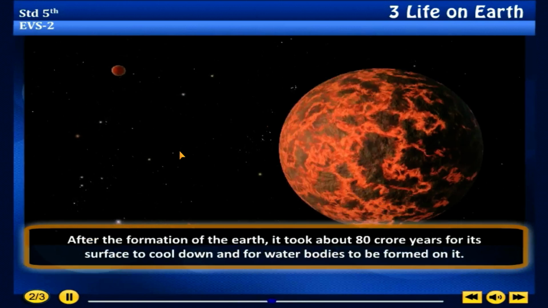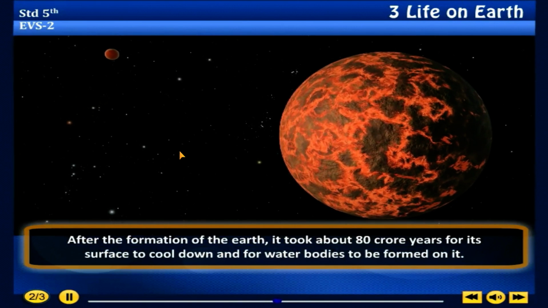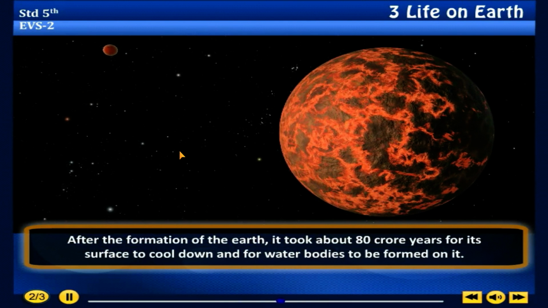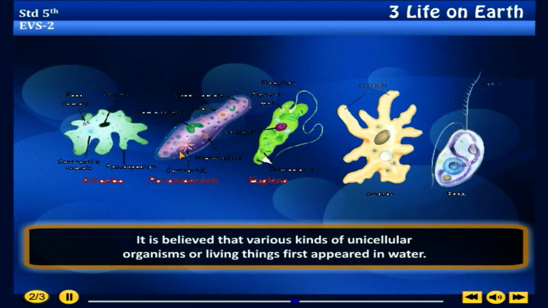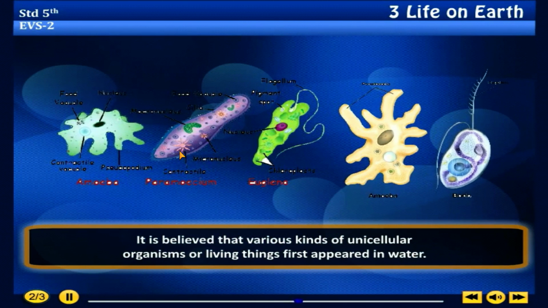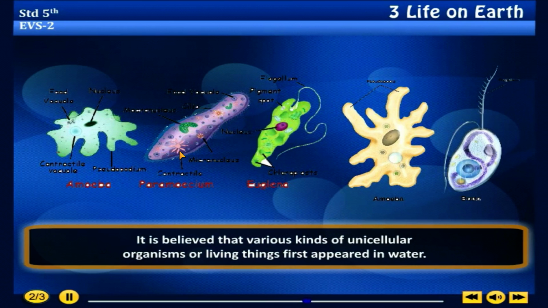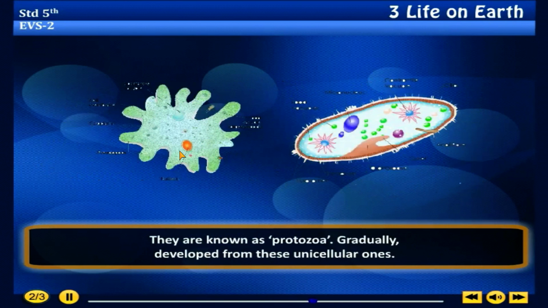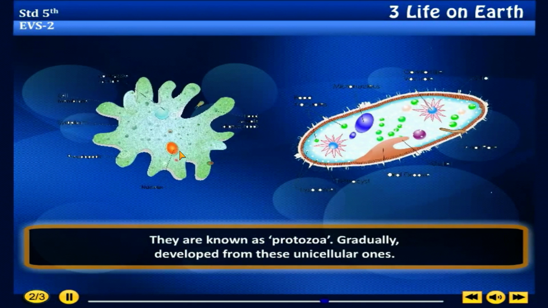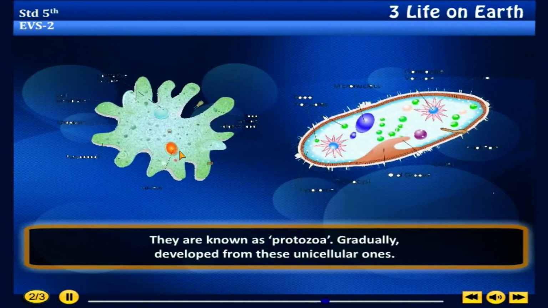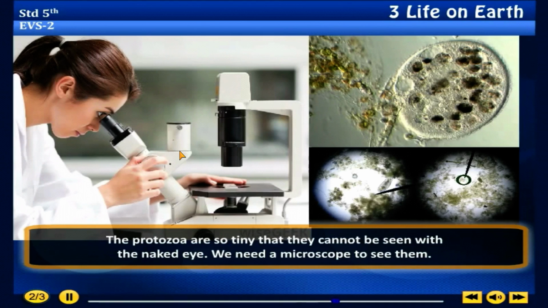After the formation of the Earth, it took about 80 crore years for its surface to cool down and for water bodies to be formed on it. It is believed that various kinds of unicellular organisms or living things first appeared in water. They are known as protozoa. Gradually, multicellular living things developed from these unicellular ones. The protozoa are so tiny that they cannot be seen with the naked eye. We need a microscope to see them.